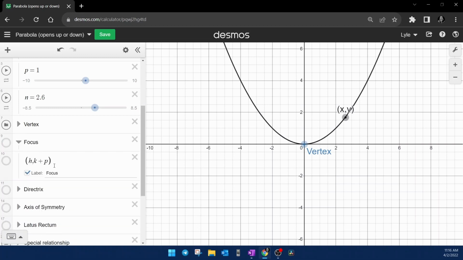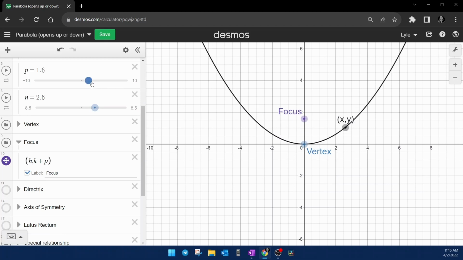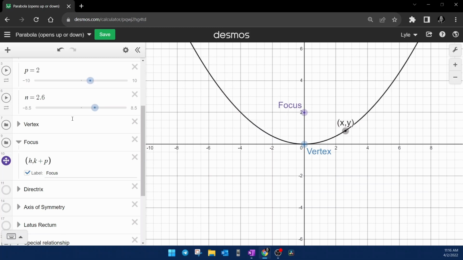Next, the focus from our information chart, h comma k plus p. And if I turn that on, it will tell us the location of the focus. And that point does vary as the curvature varies, okay? So now I think I said previously that the focus and the directrix are related. The directrix for a parabola that opens up or down is y equals k minus p. If I turn that on, you're going to see the directrix. And what I want to mention is that the focus and the directrix will be equidistant from the vertex.